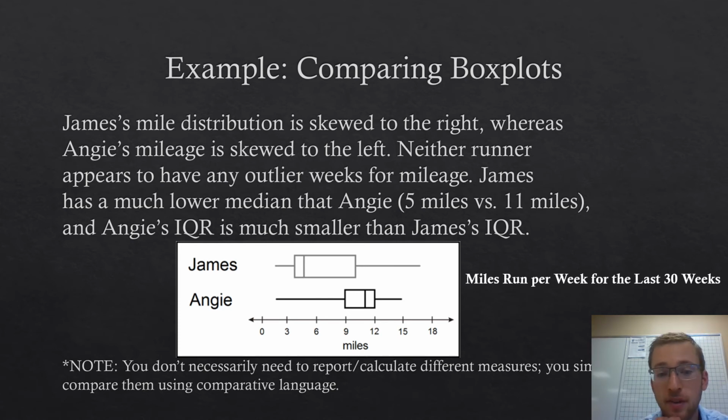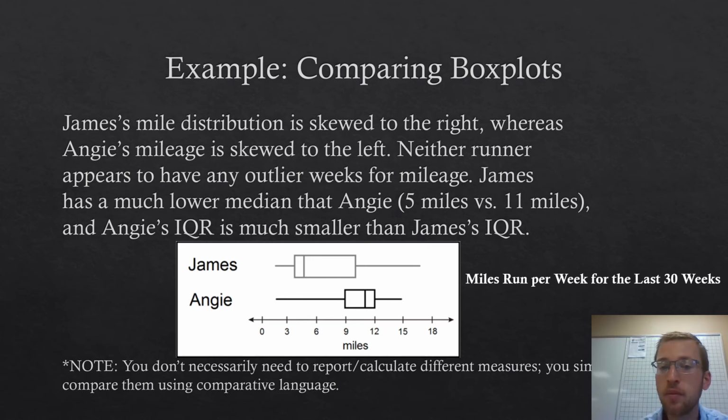I also could have done the same thing for median. I didn't have to mention the 5 miles or the 11 miles. I could have just said James's median is much lower than that of Angie, and not mention 5 or 11 miles. So again, this does not need to be a paragraph-long thing. You can make it probably 2 or 3 sentences and cover all the bases.